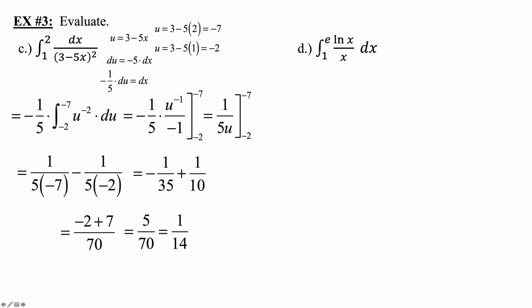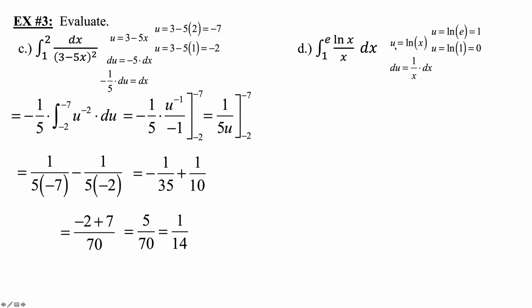All right, D. Integrate from 1 to e, natural log of x over x. Whoa. Oh, wait a minute. I see it. I got it. The derivative of ln of x is 1 over x. So let's let u be the natural log of x. And then let's change our boundaries. Natural log of e is 1, so that's the upper boundary for u. Put in a 1. Natural log of 1 is 0, so we're going to go from 0 to 1.